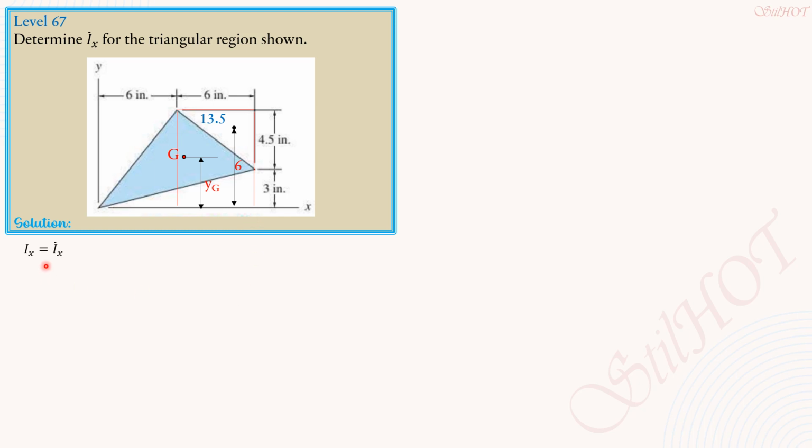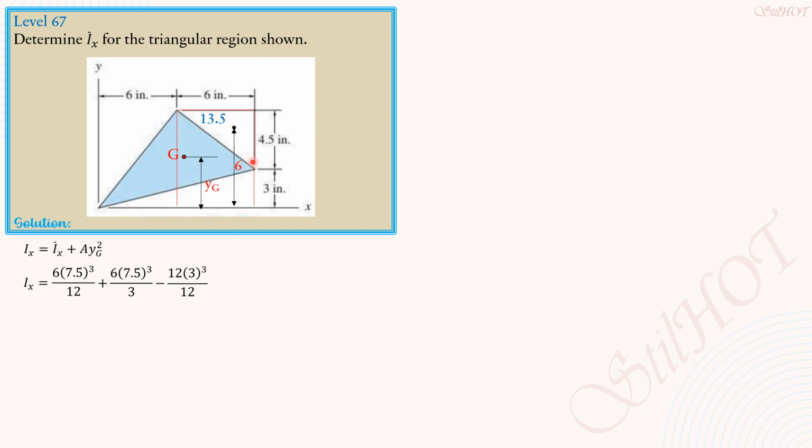So for our transfer formula, Ix equals I bar x plus area times YG squared. For the area by coordinates, by the way, Ix for this rectangle is BH cube over 12. So 6 times 7.5 cube over 12 with respect to the base, or the x-axis. For this rectangle, base is 6, height is 7.5, so 6 times 7.5 cube over 3. For this triangle, with respect to the x-axis, which is the base, it is 12, height is 3, so minus 12 times 3 cube over 12.